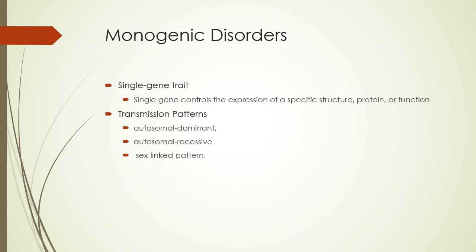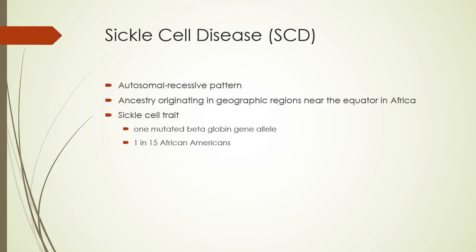So this disease belongs to monogenic diseases or disorders. It's a single gene trait, and the single gene controls the expression of specific structure, protein, or function. And also the transmission patterns will be either autosomal dominant, autosomal recessive, or sex-linked pattern. So in this case, it's autosomal recessive transmission.